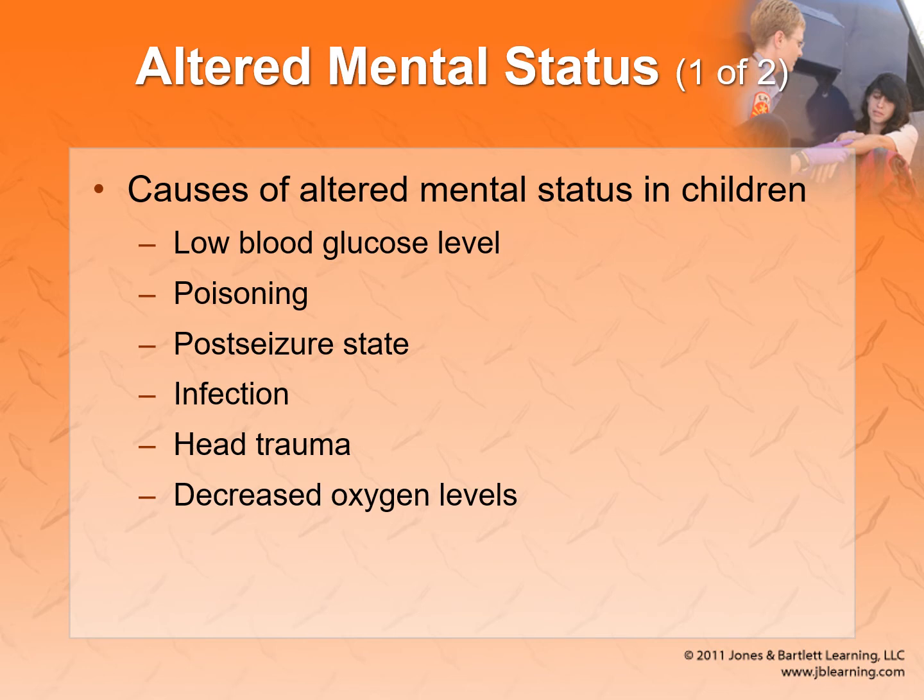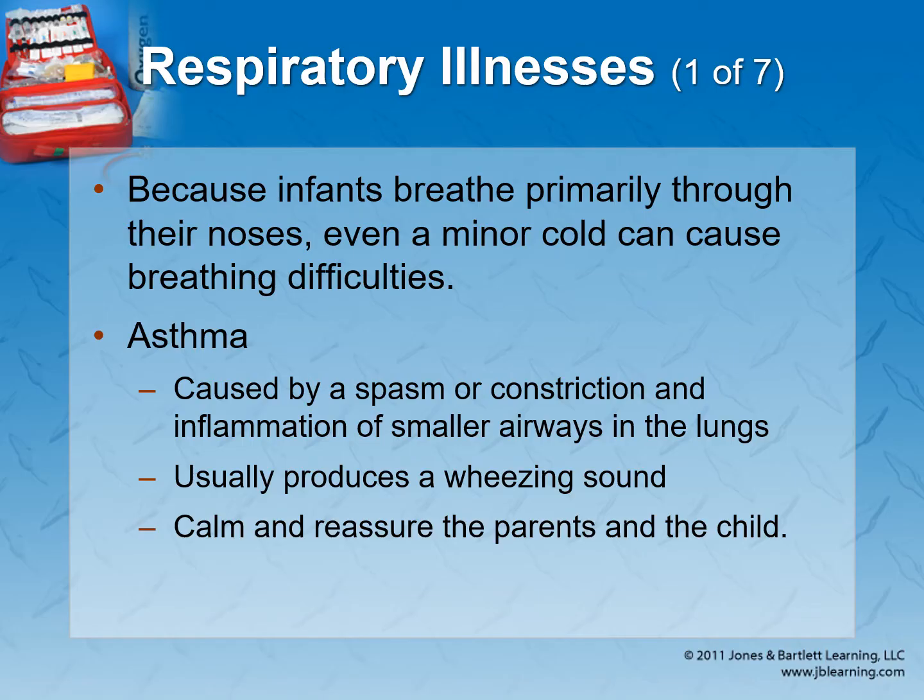So there's a few causes of altered mental status in children: low blood sugar, poisoning, post-seizure states, infection, head trauma, decreased oxygen levels. Okay, so those are just some of the things to keep in mind if a child is having some sort of illness.